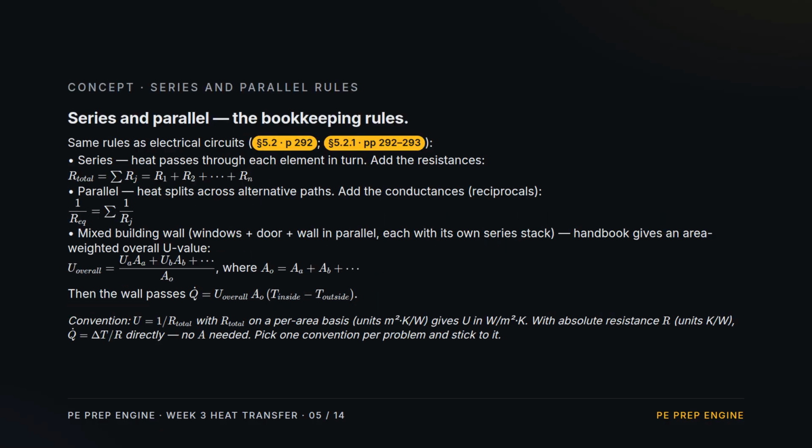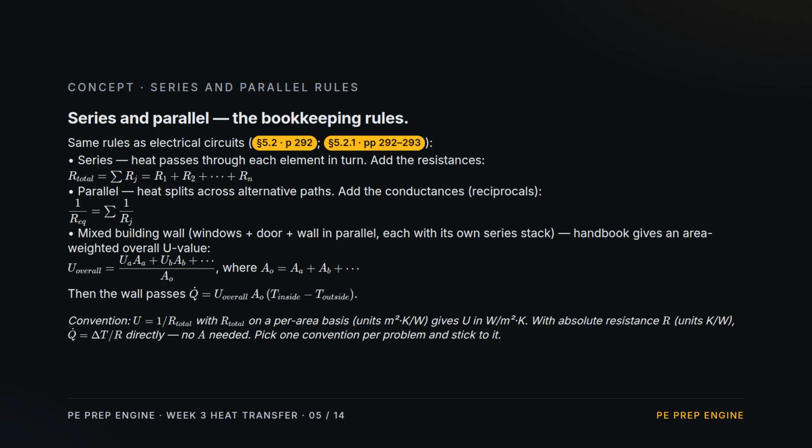Two bookkeeping rules. Series, heat passes through each layer in turn. Add the resistances. Parallel, heat splits across paths. Add the reciprocals to get the reciprocal of the equivalent. Same as electrical circuits. A building wall with windows and a door in parallel uses an area-weighted overall U value. Q dot equals U times gross area times the inside to outside delta T. One warning, per area R pairs with U equals 1 over R, times A for Q dot. Absolute R gives Q dot as delta T over R.